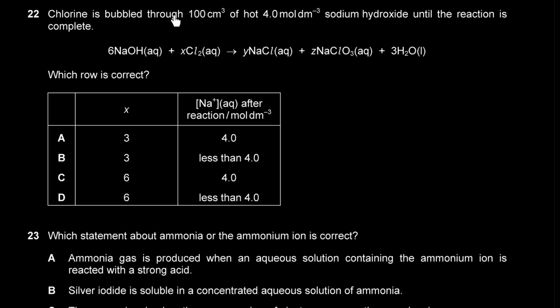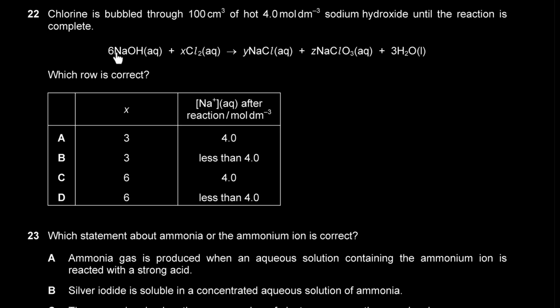Chlorine is bubbled through 100 cm cubed of hot 4 mol per dm cubed sodium hydroxide until the reaction is complete. Which row is correct? Here they're asking for the coefficient for chlorine in this equation and the concentration of the sodium after the reaction is complete. The initial concentration is 4 mol per dm cubed.